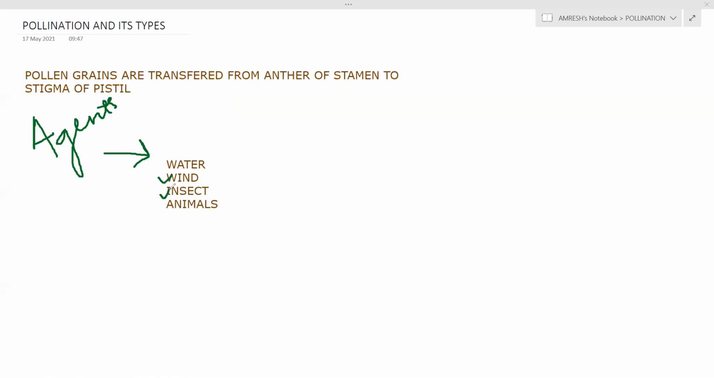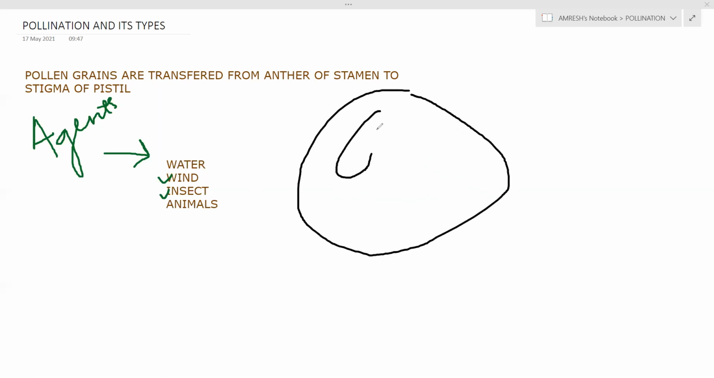Before going to the types of pollination, we have to read how pollen grains are produced. I am giving you a short diagram. This is your anther. The anther has four bags, like this. Detailed structure you don't have in your course. Here your pollen grains are produced. These are your pollen grains, small dotted structures.